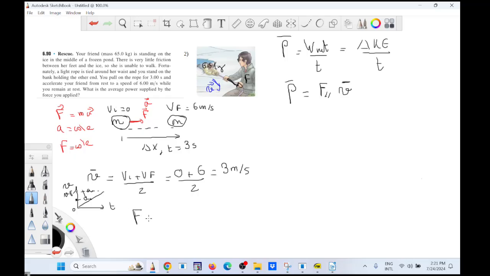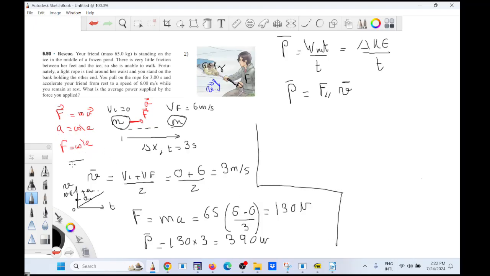And then for the force, I can just say ma. Okay, so the force will be the mass, which is 65, times acceleration. The definition is the final speed, 6 minus initial, divided by the time elapsed, which is 3. So 65 times 2, which is 130 Newton. So the average power will be 130 times 3, which is 390 watt.